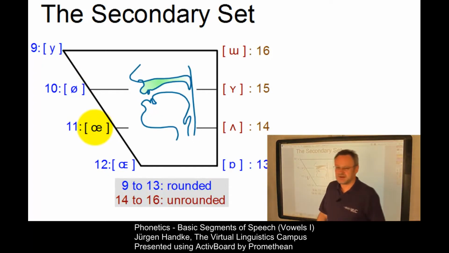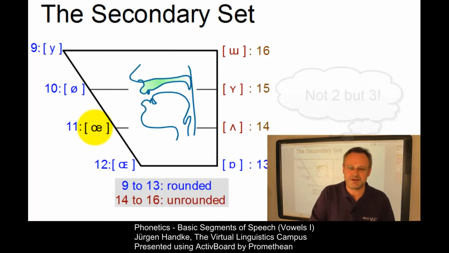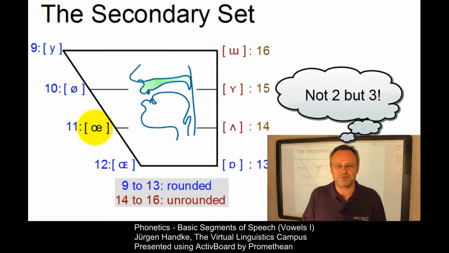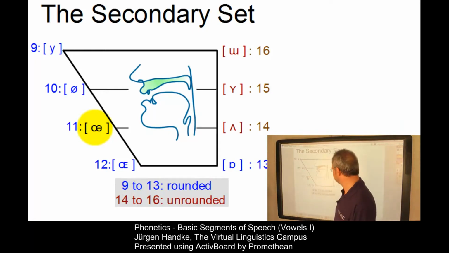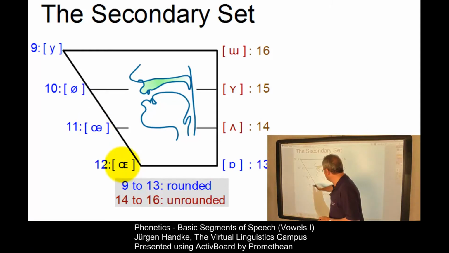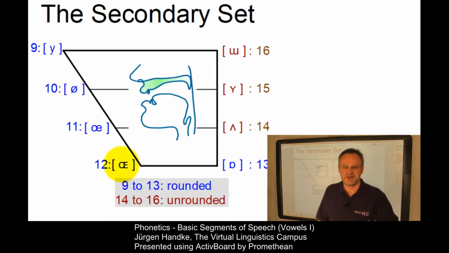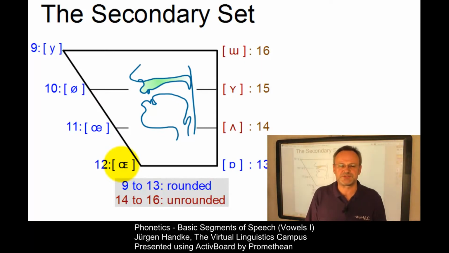Here is cardinal number 11, and again I first produce cardinal number 2, that is with spread lips. And I've rounded my lips to get cardinal number 11. Cardinal vowel number 12, again, let's first of all produce cardinal 4, and then I will round my lips. Number 4 is A, and A with rounded lips. A.